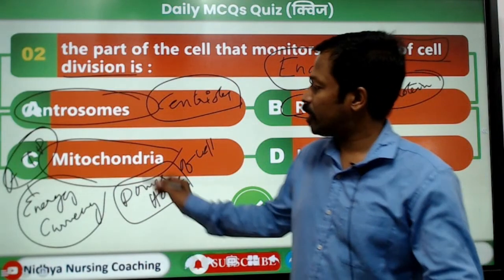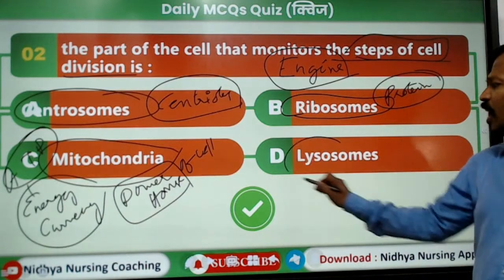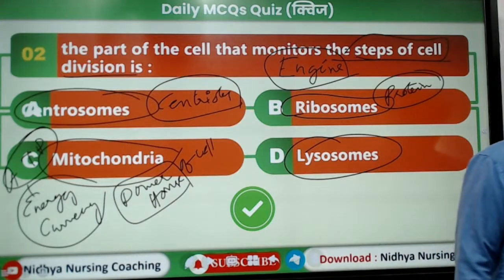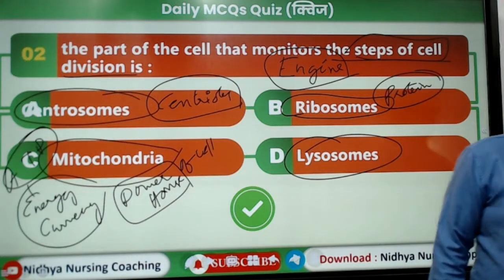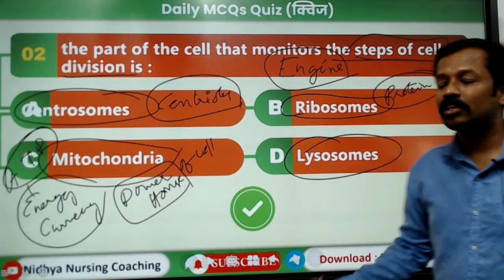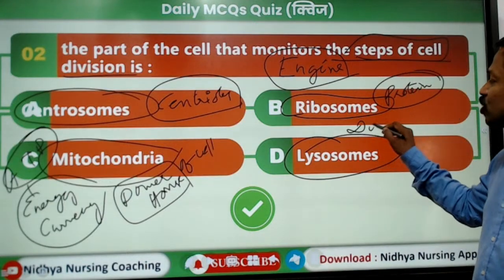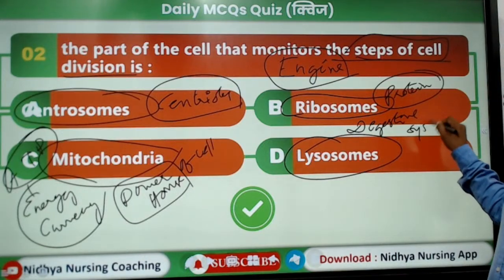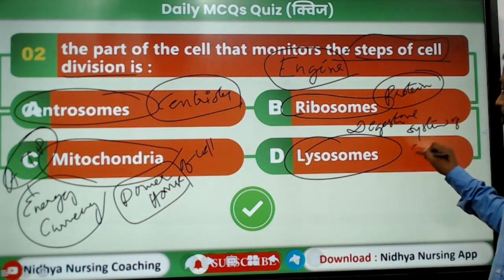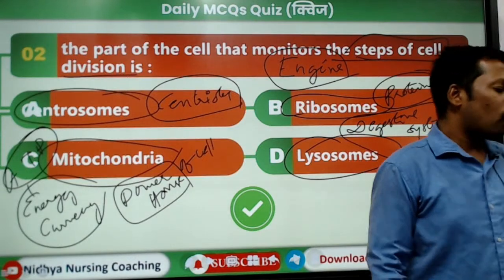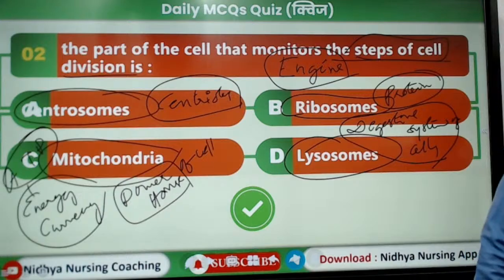Okay, fine. Then coming to lysosomes. What are these lysosomes? Lysosomes are called the digestive system of the cell. Why is it called the digestive system of the cell?